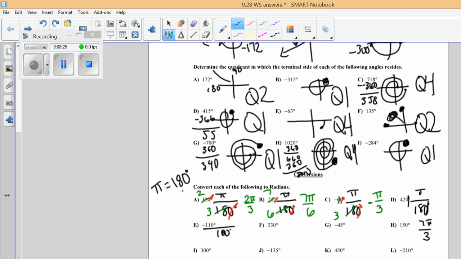Stick your 180 on the bottom. Here's your pi. Cancel your zeros. That is negative 11 pi over 18. It doesn't reduce. 180 on the bottom, pi on the top. The zeros cancel, and I get 33 over 18. But that reduces by 3 to give you 11 pi over 6.